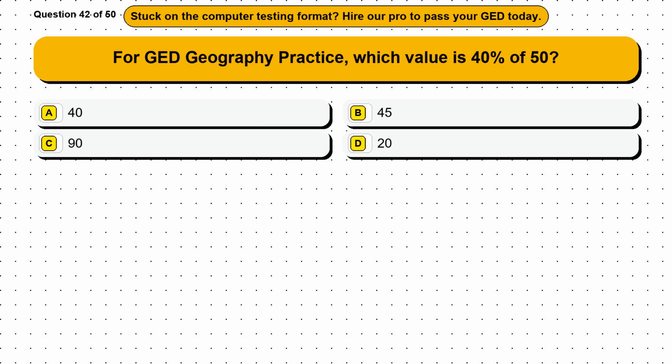Question 42. For GED Geography Practice, which value is 40% of 50? Option A, 40. Option B, 45. Option C, 90. Option D, 20.